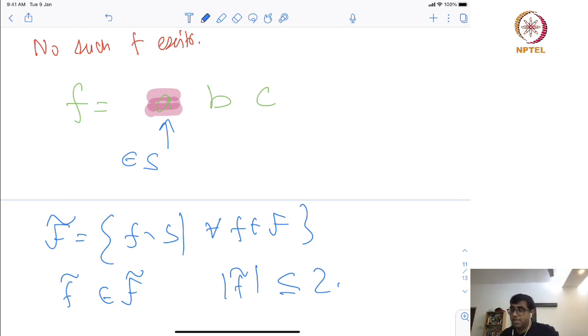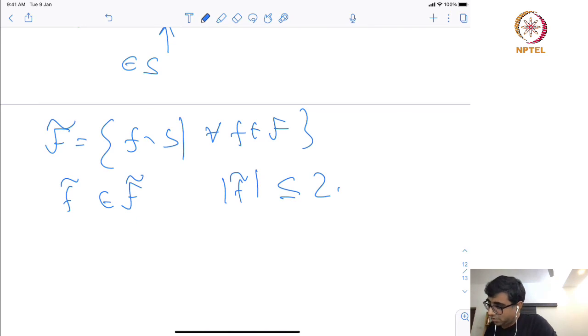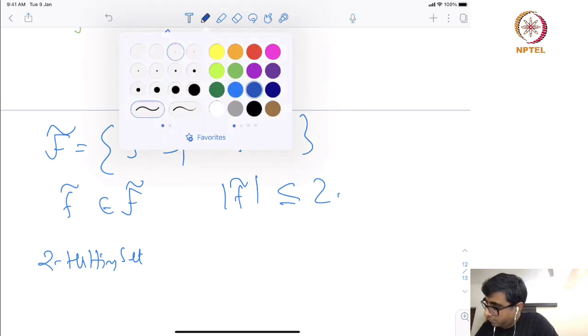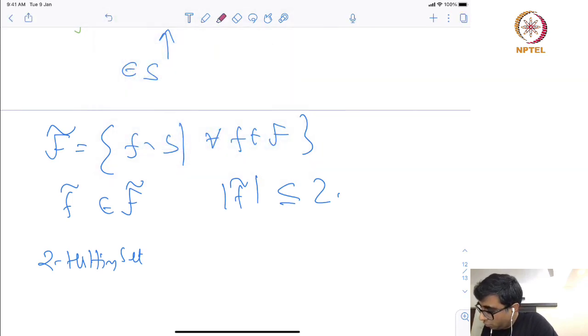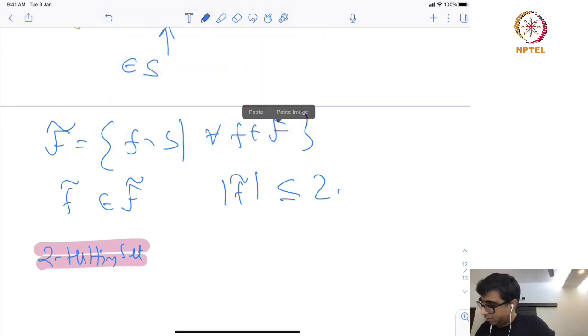Because look, whatever hitting set you are going to construct, it must hit the elements which are allowed to be hit. So what you do, you construct a different family where the arity or the size of each set decreases by 1. Now, what is this problem? This is nothing but a 2-hitting set problem, right? And for 2-hitting set problem, what do we know? This is same as vertex cover.